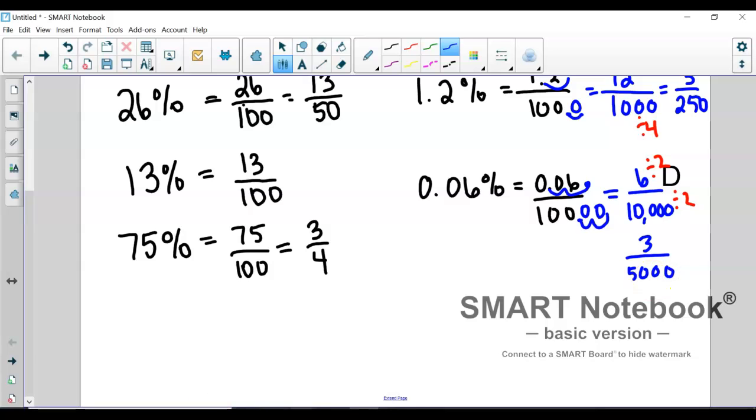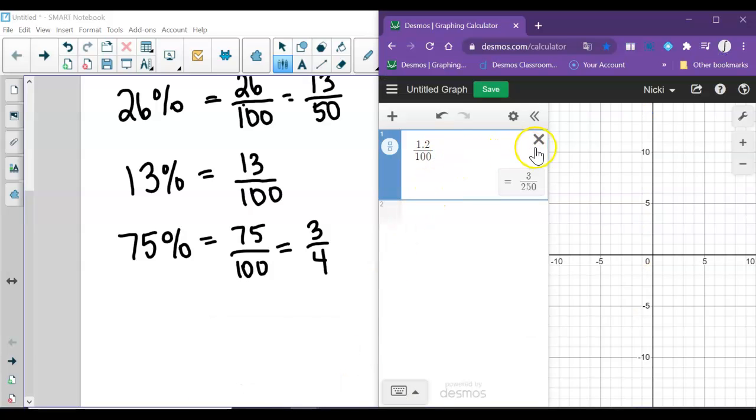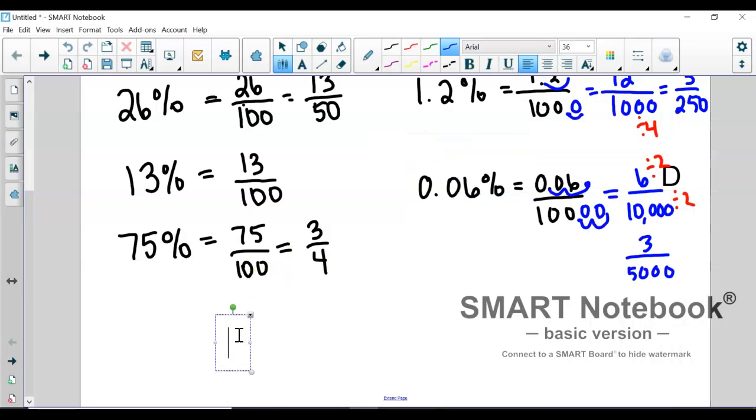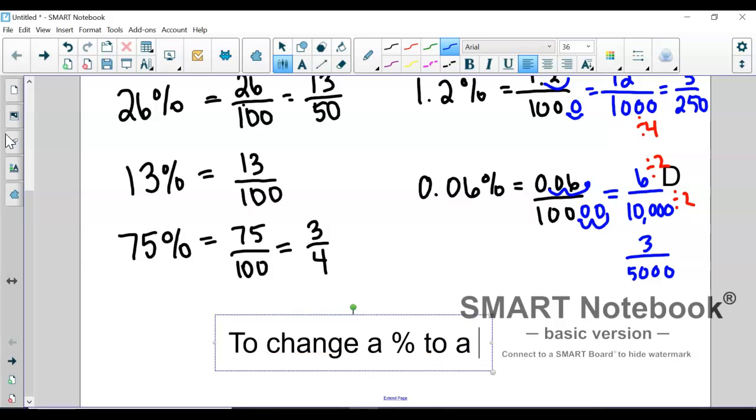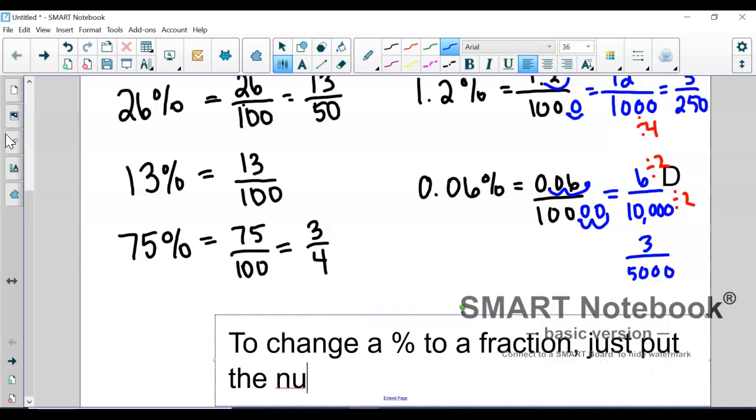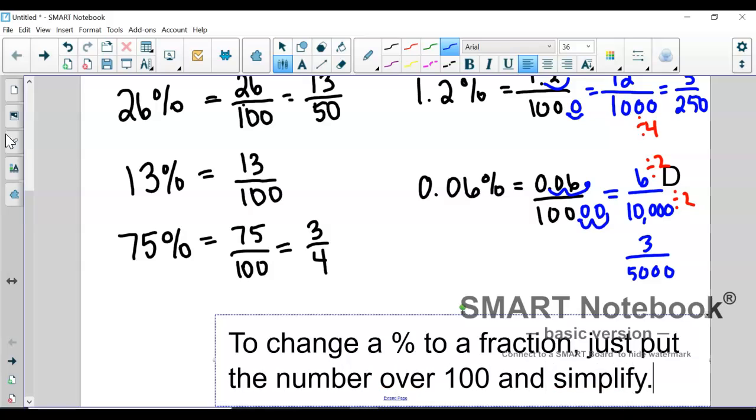And you can always check on Desmos to make sure you got it right. If you do 0.06 divided by 100, then you're going to get this decimal. If you hit the fraction key, you get 3 over 5,000. So to change a percent to a fraction, just put the number over 100 and simplify if necessary.